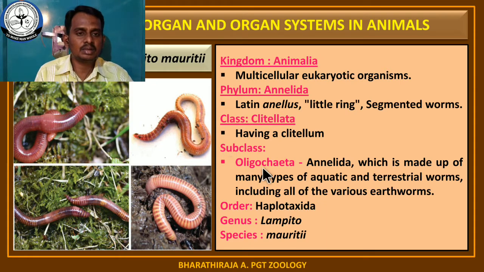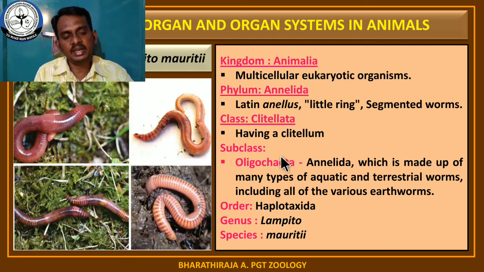Subclass: it includes subclass Oligochaeta. That means the presence of body setae. Oligo means few.